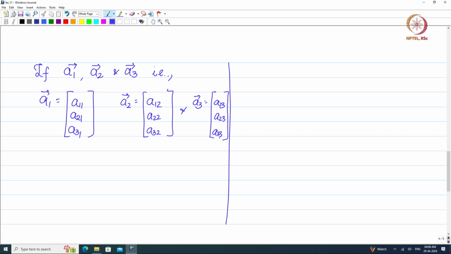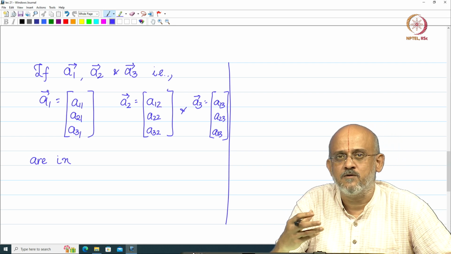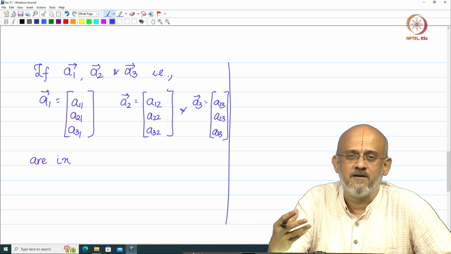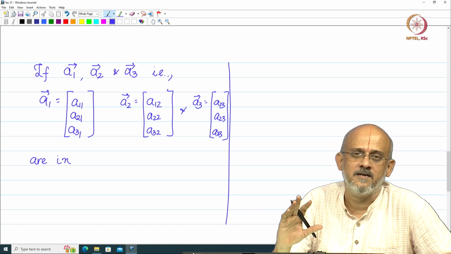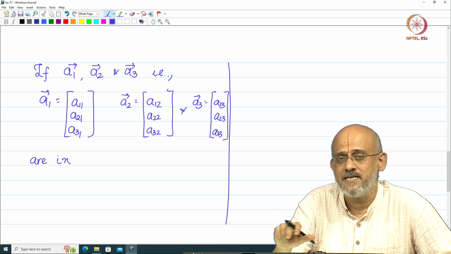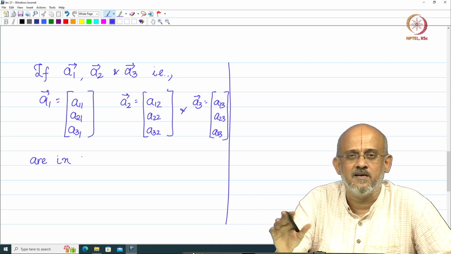So, we say that if A1, A2, A3 in R^3 are truly in 3D, in the sense that you have the 3 vectors in totally 3 different directions. You will not have 2 of them in a plane and then one in a completely different direction, not in the plane. If that is the case, that is exactly why we call it truly in 3D.